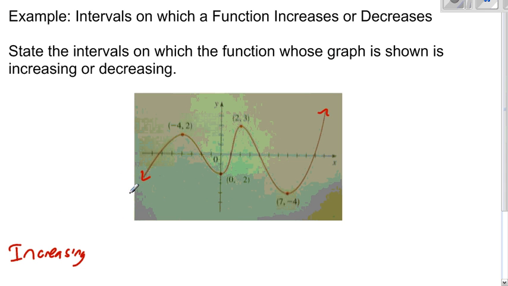If it starts over here, it is going up to a peak. So it is increasing from negative infinity to right there where it peaks out, and that occurs at -4. We only care about the x values for the intervals. And we don't include the endpoints because at that point it's not increasing or decreasing, that's just the peak.